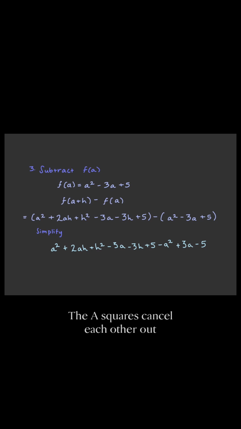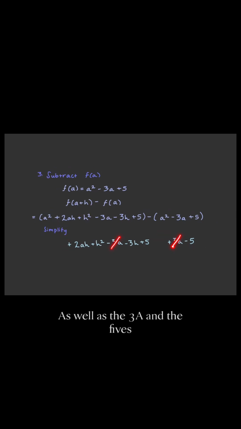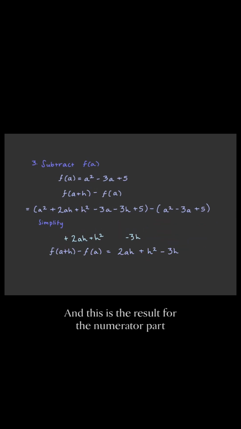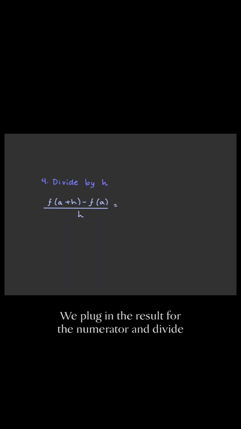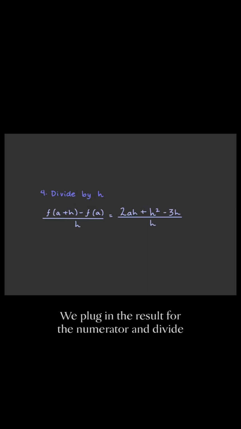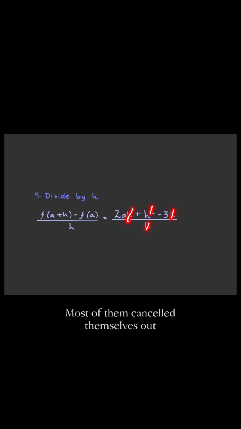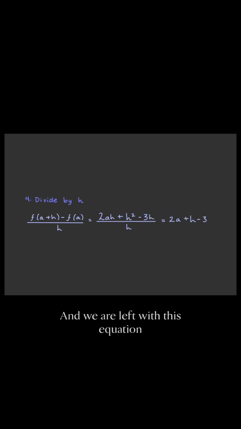The a² terms cancel each other out, as well as the 3a and the 5s, and this is the result for the numerator part. Now the next step is to divide by h. We plug in the result for the numerator and divide by h. Most terms cancel out, and we are left with this equation.